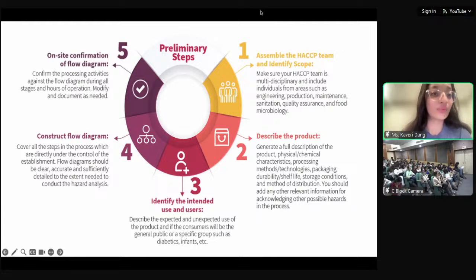And the last preliminary step would be on-site confirmation of the flow diagram. It should not just exist on paper, right? Like, this is the flow diagram, this is what I'm going to do, but in reality, the picture is completely different. What we claimed is not true. So the auditing team, or the people who are responsible for this standardization, need to be confirming the processing activities against the flow diagram during all the stages and hours of operation. Modify and document as needed. So these were the preliminary steps.